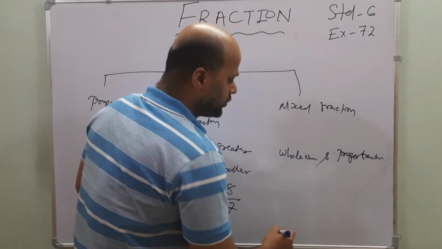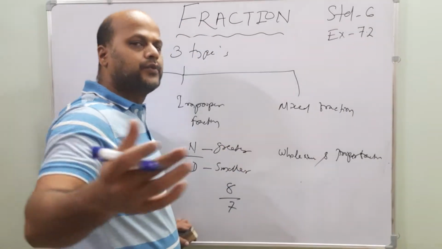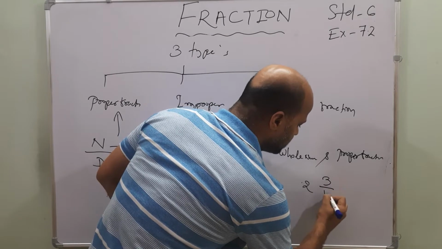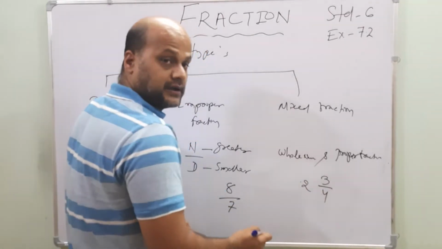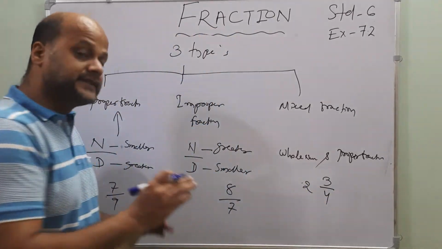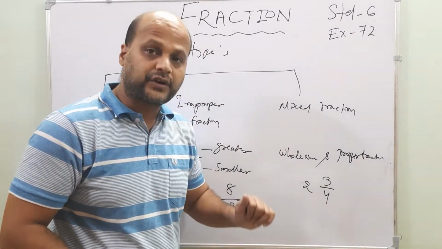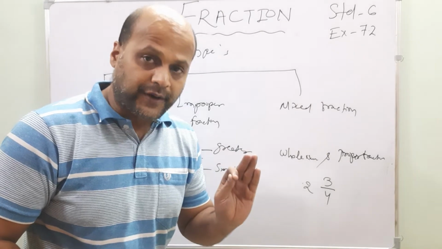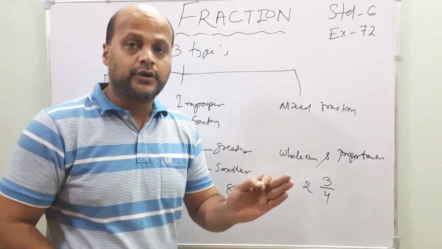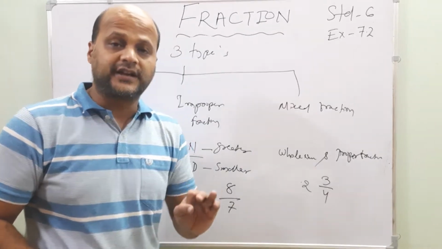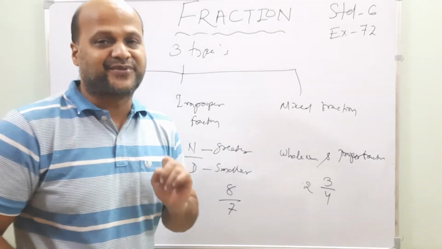Okay? What is a whole number? You can take 1, 2, 3, 4 and so on, whatever. I will take here 2 whole 3 by 4. Here 2 is the whole number. 3 by 4 is a proper fraction. Here 3 is smaller than 4. That's why it is a proper fraction. So a combination of a whole number and a proper fraction is called what? It's called a mixed fraction.